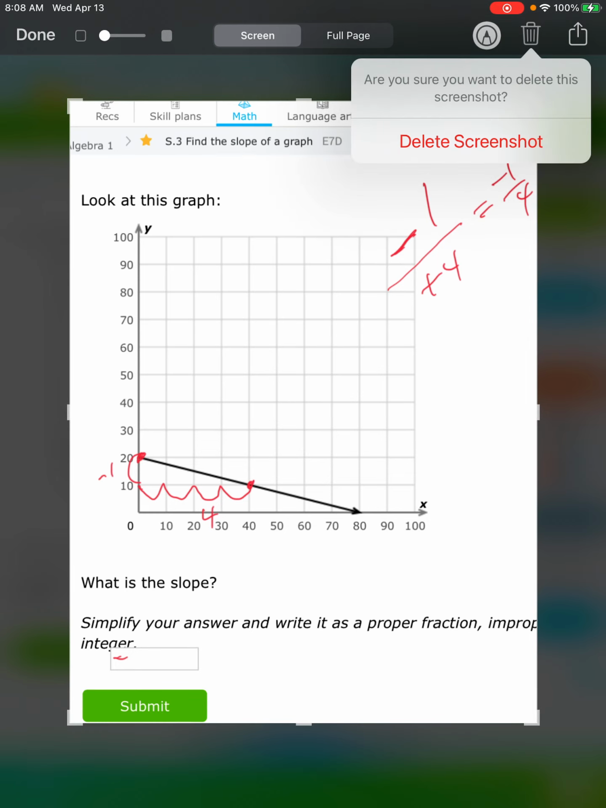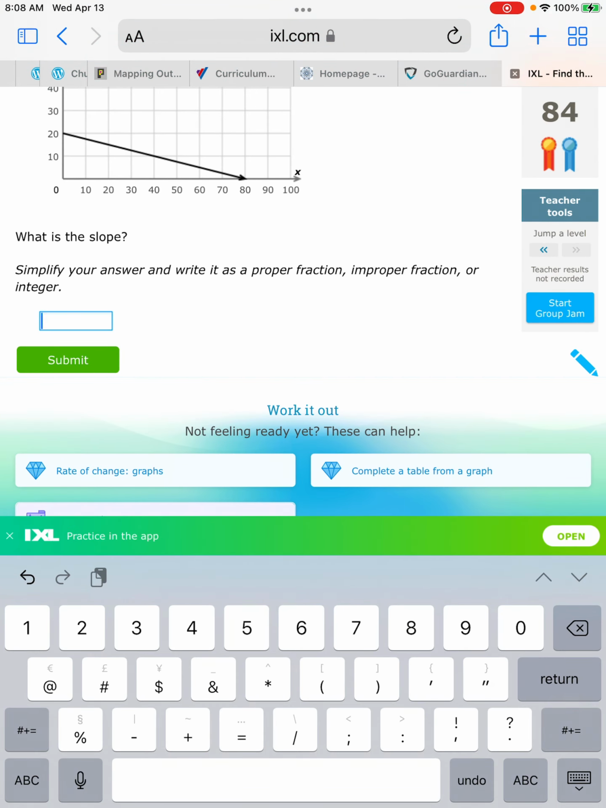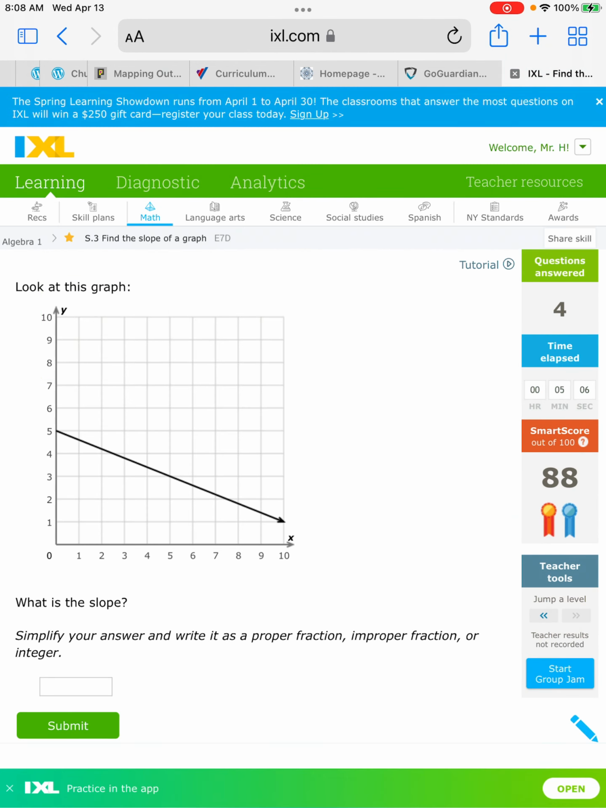So let me go ahead and enter this one, and then I'm going to wrap this up. I think this has gone a little longer than I wanted. So this will be -1 over 4. You're brilliant. All right, that's it, guys.